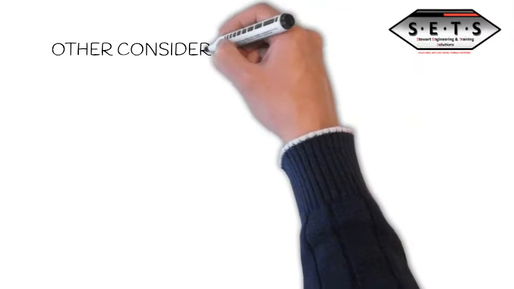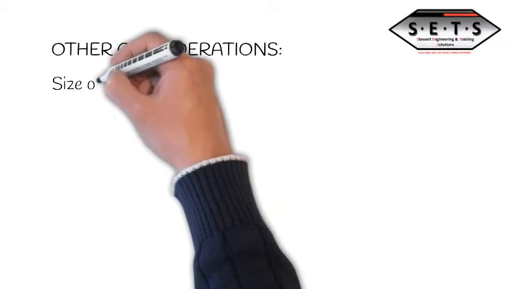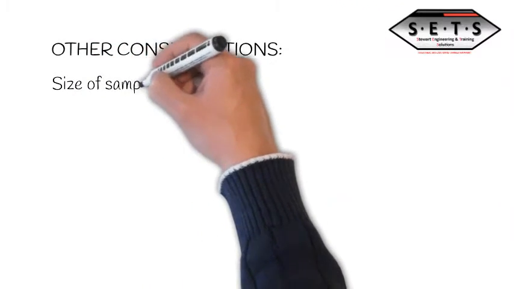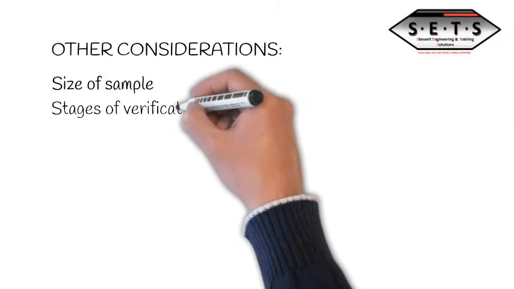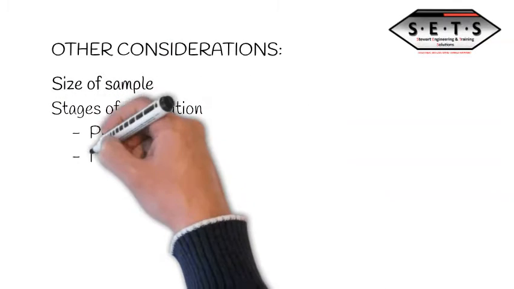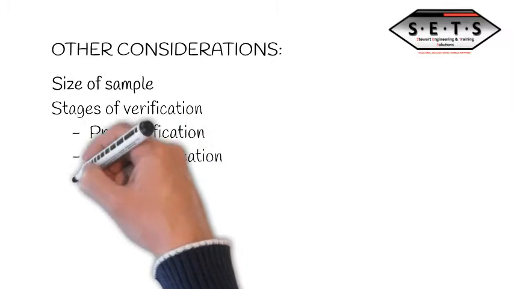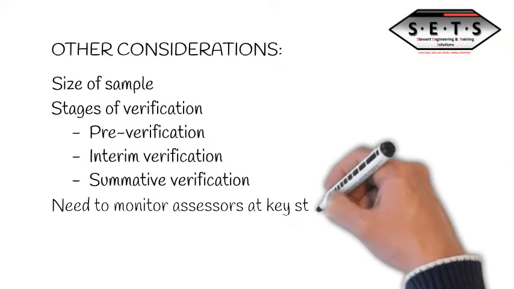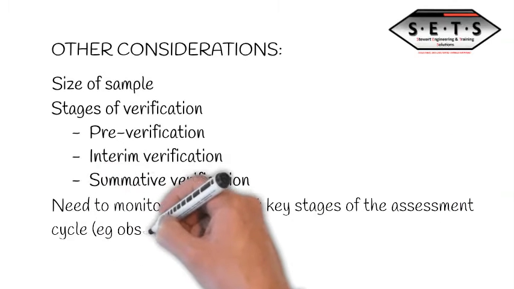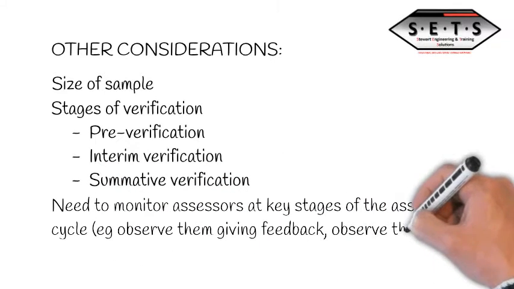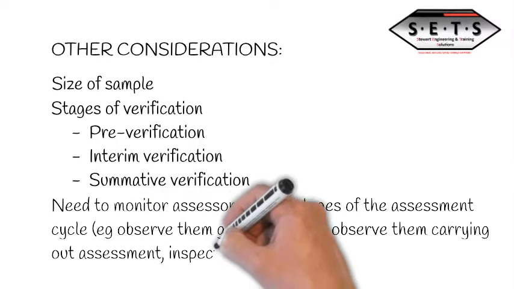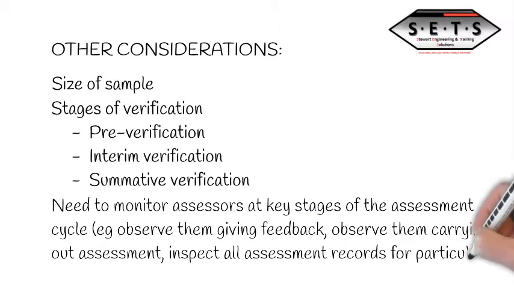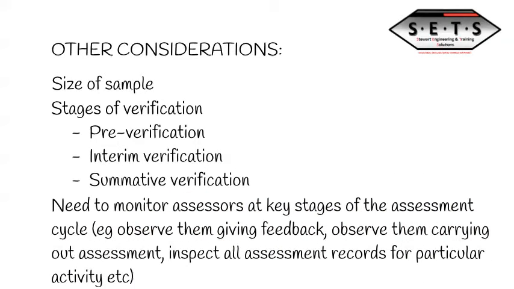When carrying out internal verification, you need to consider the size of your sample. How much will you look at? You need to consider the stages of verification. You should aim to carry out pre, interim, and summative verification. You need to ensure you monitor the assessor's work at key stages of the assessment cycle. You observe, give feedback, inspect records, and ensure practice is compliant.